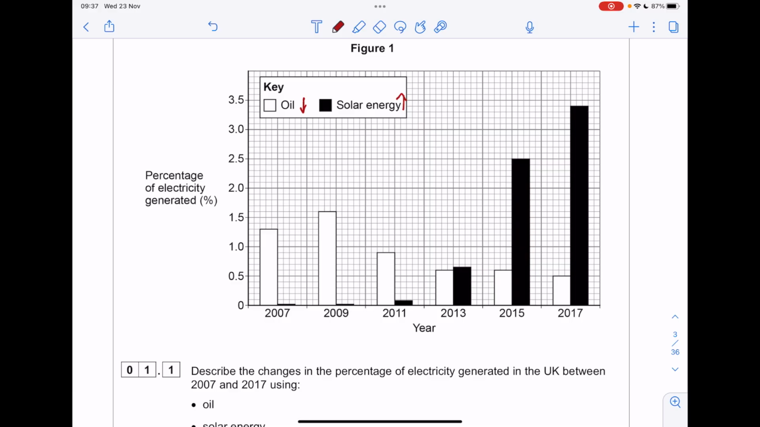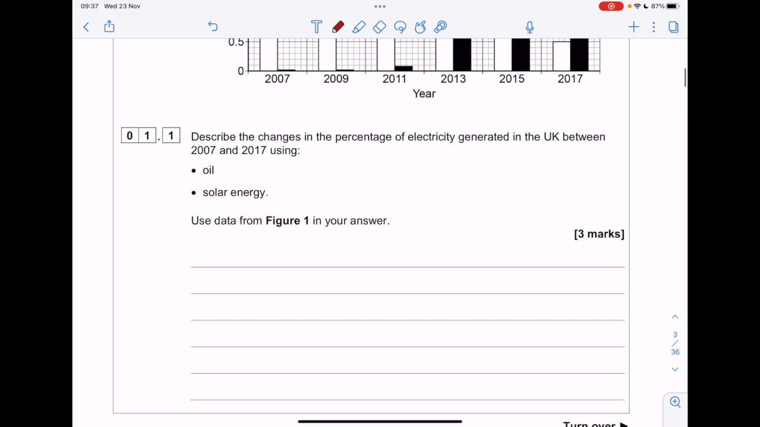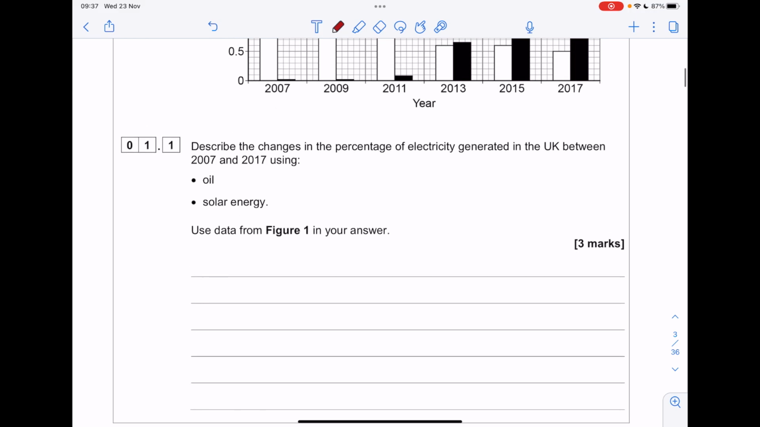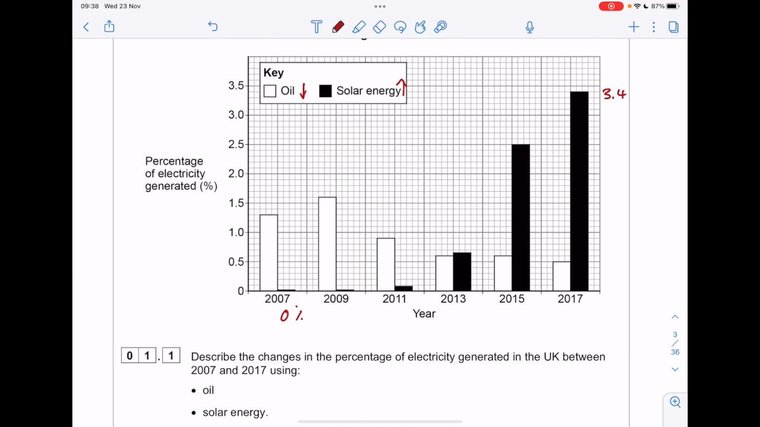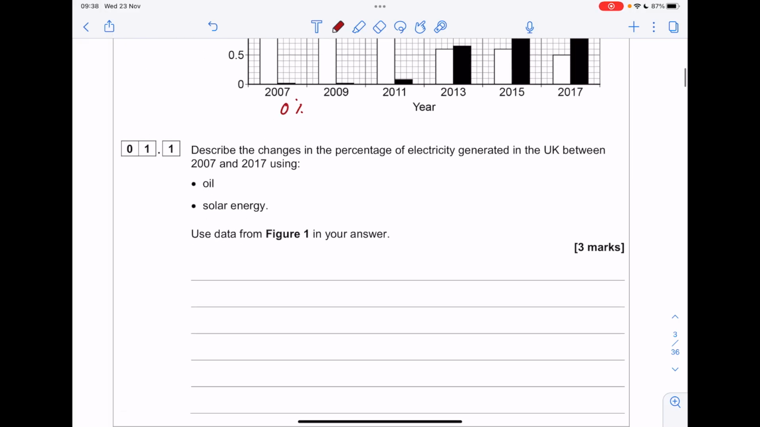Describe the changes in the percentage of electricity generated in the UK between 2007 and 2017 using oil and solar energy, and use data from Figure 1 in your answer. So let's pull out some actual numbers down here. So looking at solar energy down here, we've gone from around 0% to 3.4%. So let's write about that first.